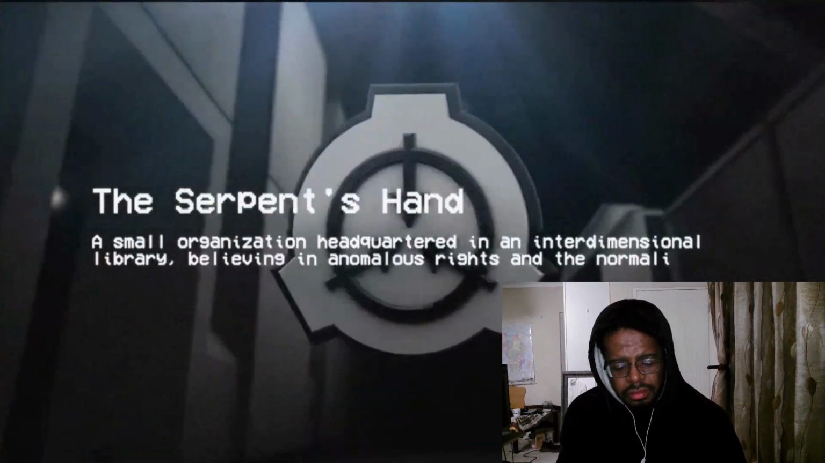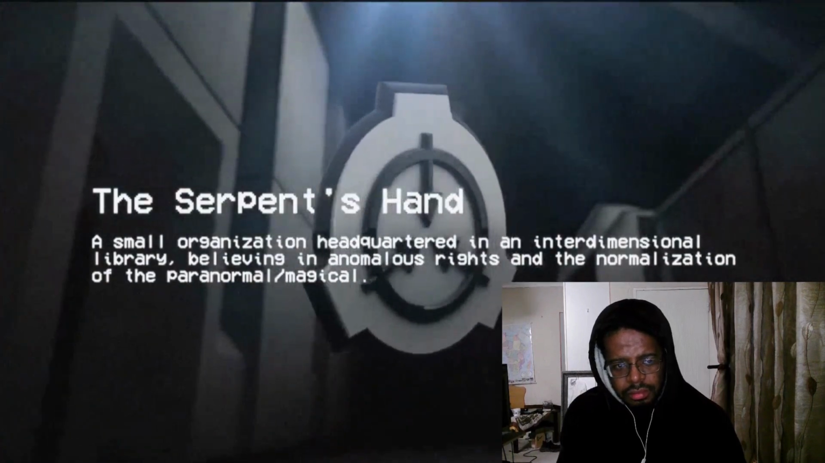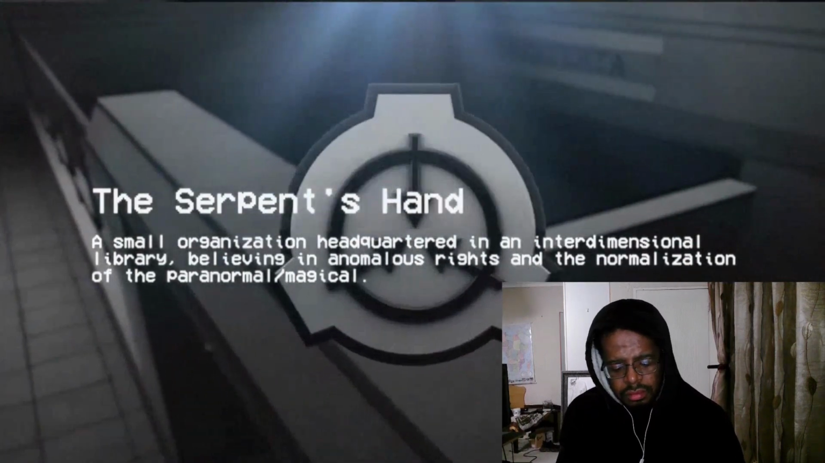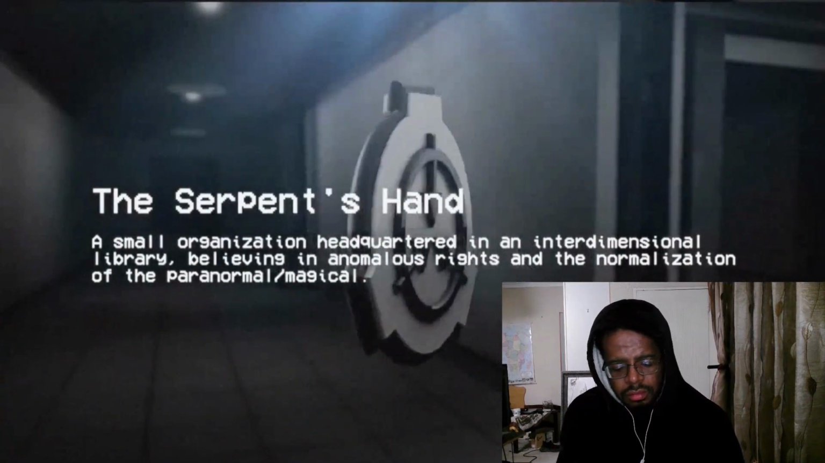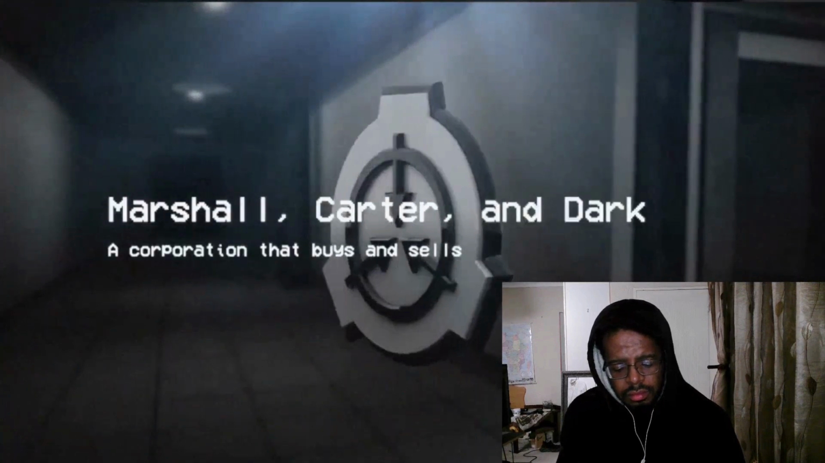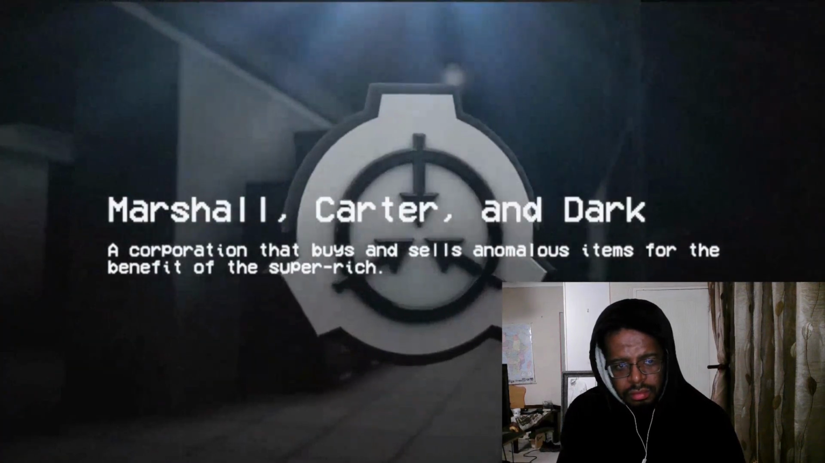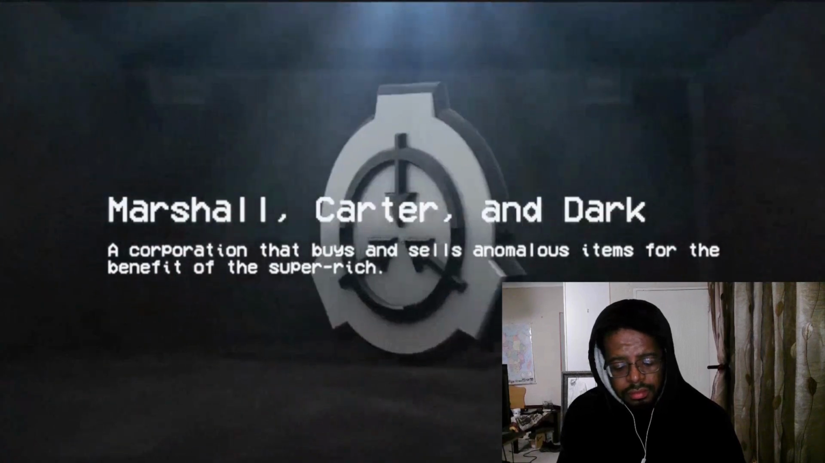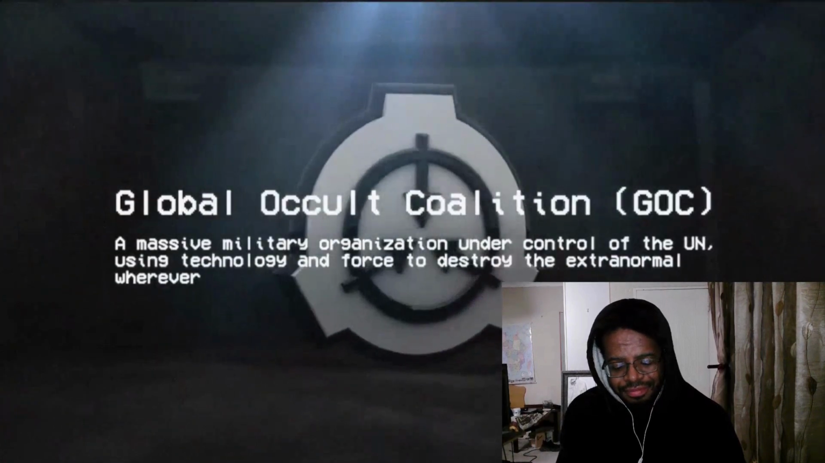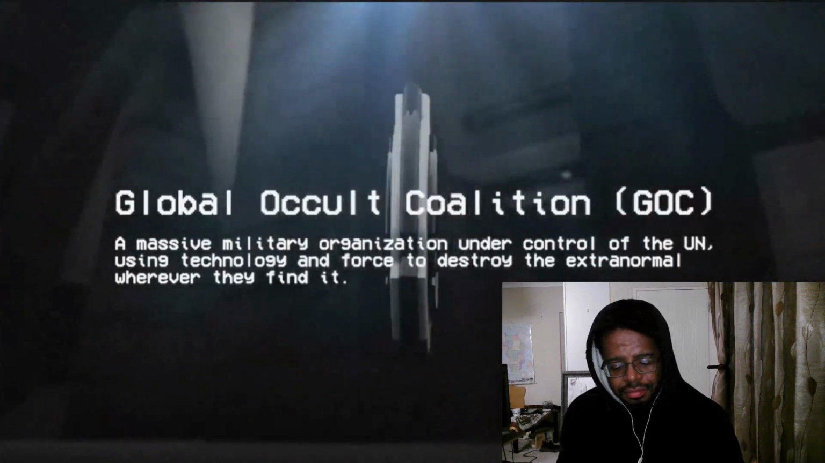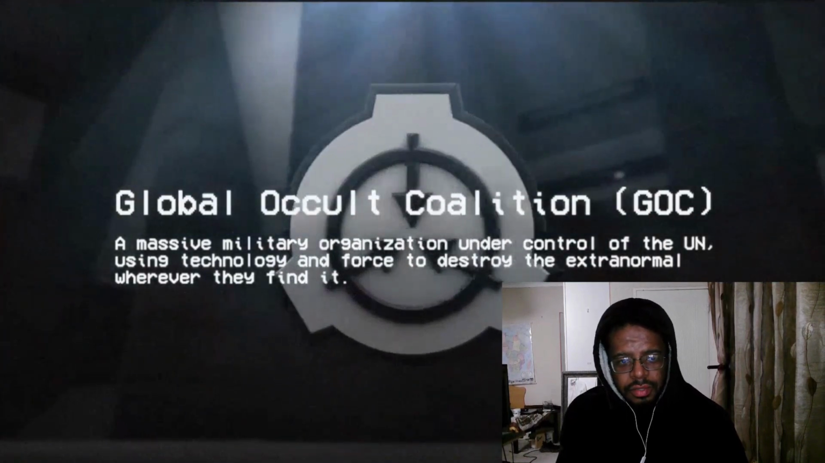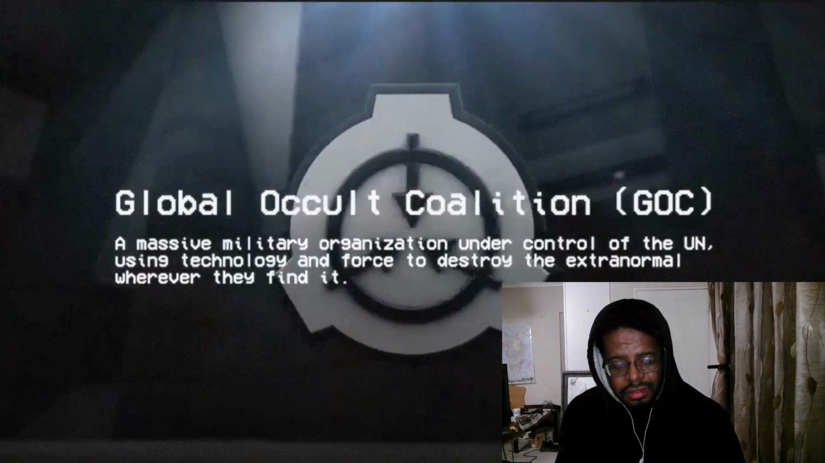The Serpent's Hand, a small organization headquartered in an interdimensional library, believing in anomalous rites and the normalization of the paranormal and magical. Marshall, Carter, and Dark, a corporation that buys and sells anomalous items for the benefit of the super rich. Global Occult Coalition, or the GOC, a massive military organization under the control of the UN. Wow.